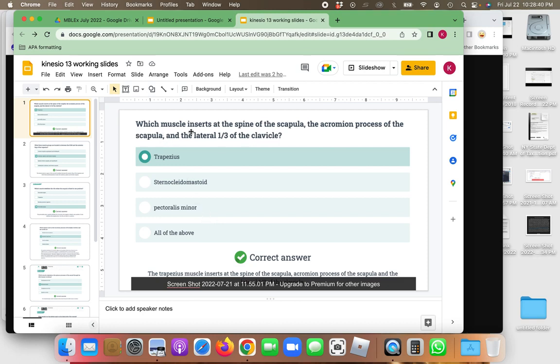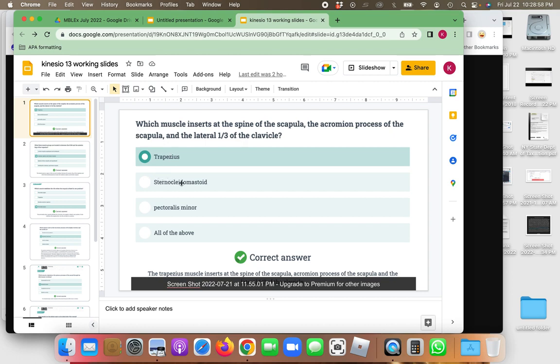So the first one: which muscle inserts at the spine of the scapula, the acromion process of the scapula, and the lateral 1/3 of the clavicle? Spine of the scapula, acromion process of the scapula, lateral 1/3 of the clavicle. The answer is the trapezius muscle.